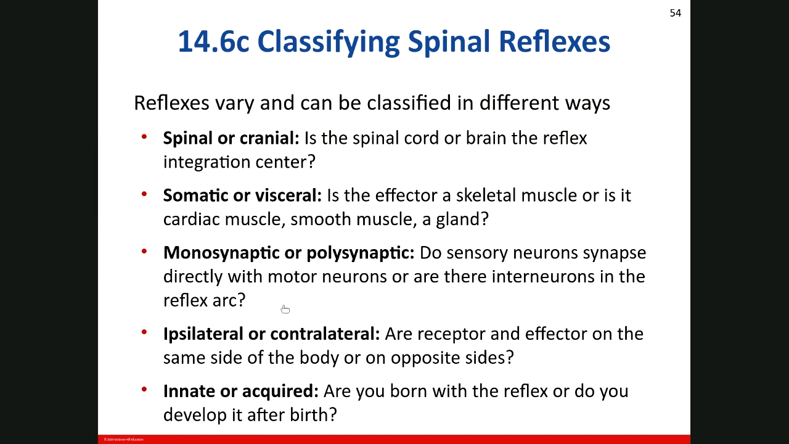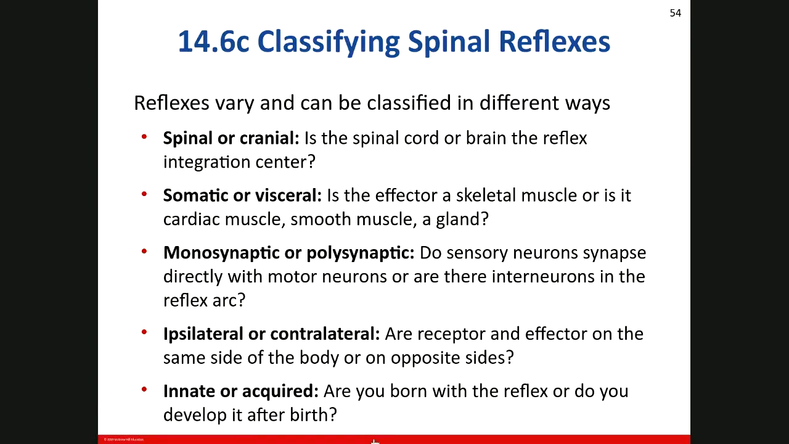Some of our reflexes are ipsilateral. It means that the receptor and the effector are located on the same side of our body, right side or left side. And some of our reflexes are contralateral. It means that the receptor and the effector are on the opposite side of our body. Some of our reflexes are innate. We were born with them, and some of them are acquired. It means that they are developed during our life.